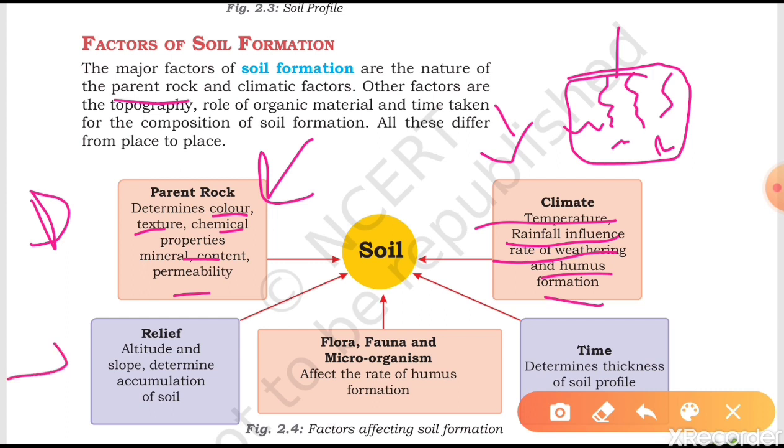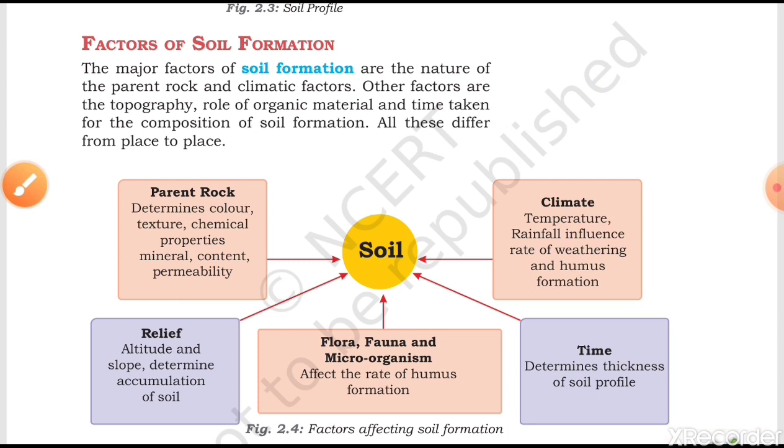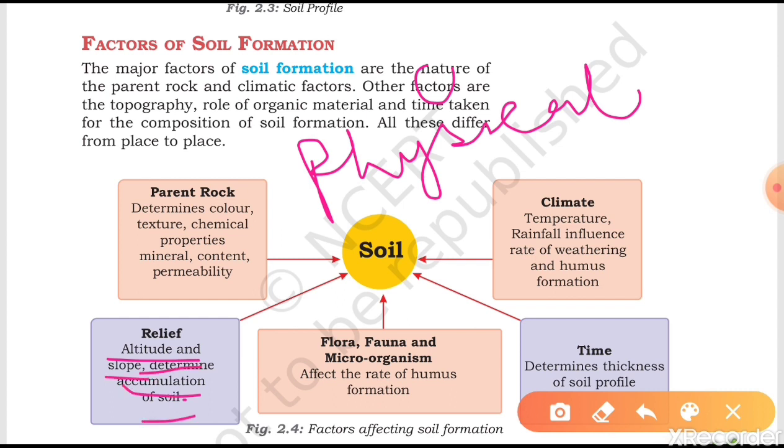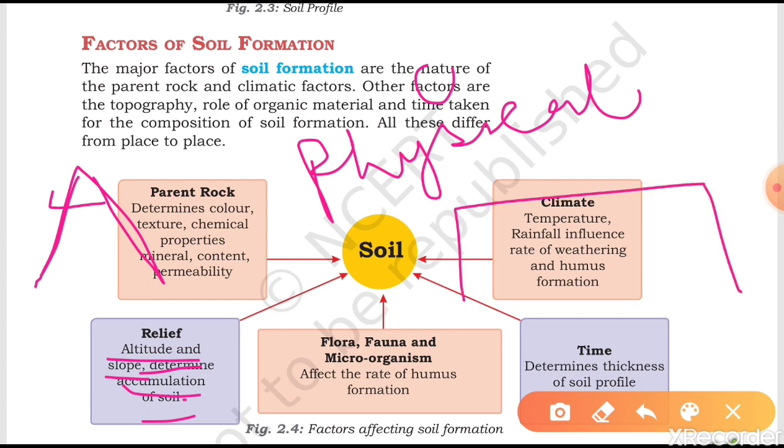The next factor is relief. What is relief? Relief means the physical features or the topography of an area. So relief determines altitude and slope. This determines the accumulation of soil. So soil would be different in different places. For example, it would be different in a mountainous region, it would be different in a plateau region, and it would be a different type of soil in a desert region, right?